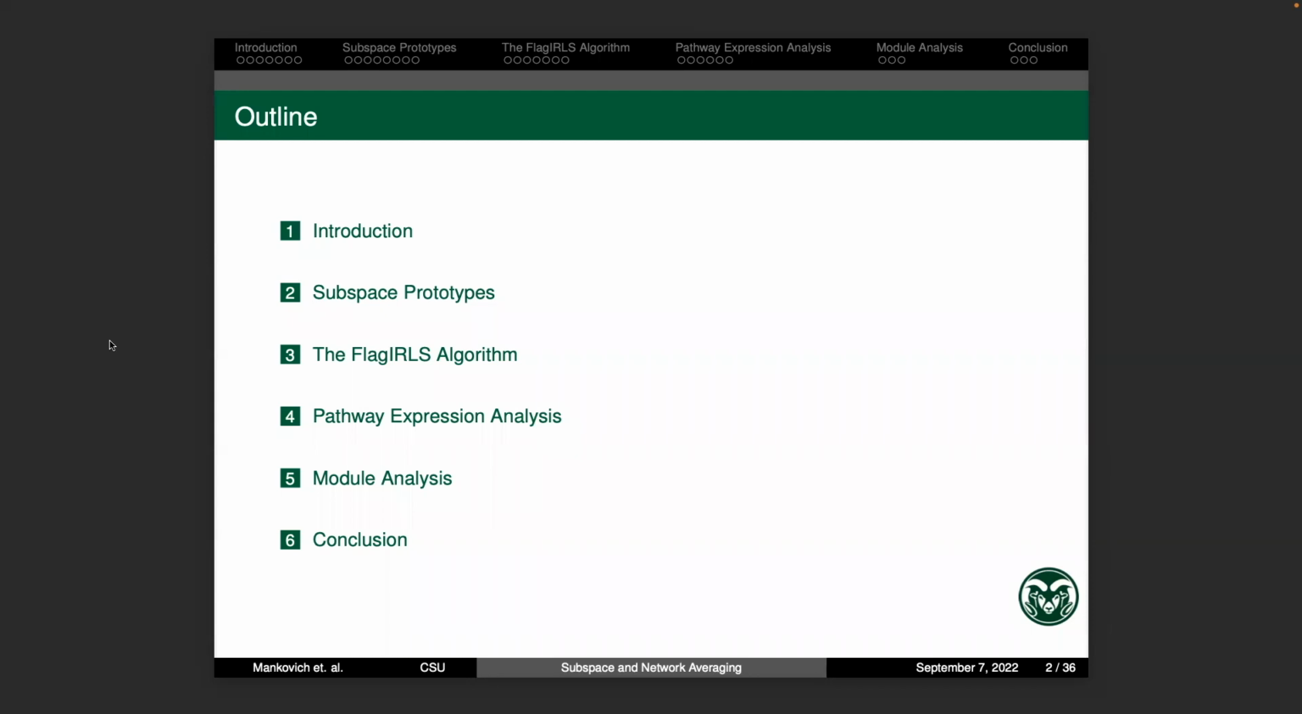Yeah, so prototypes of collections of genes, that's pathway expression analysis, and then module analysis, which is also sort of prototypes of collections of genes. And then we'll go into a conclusion.